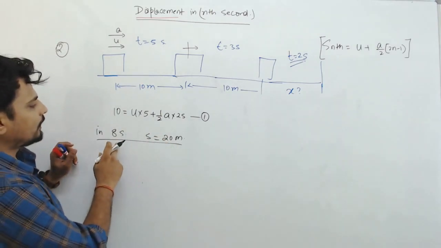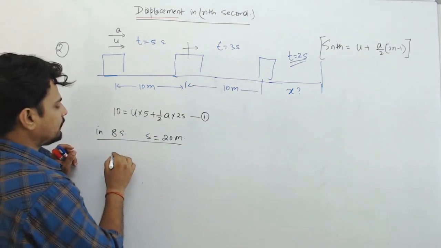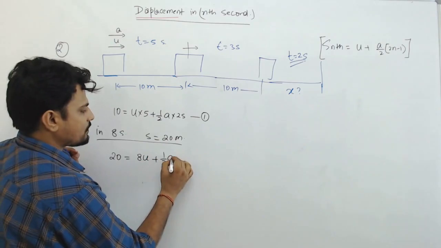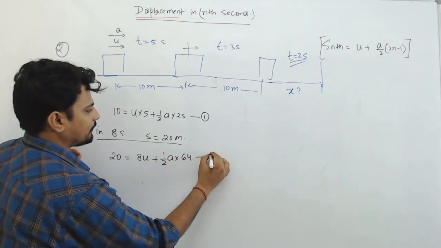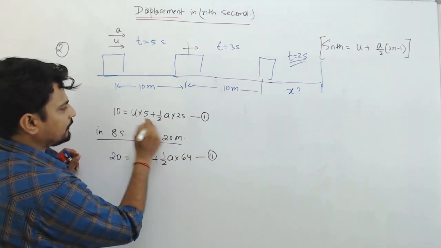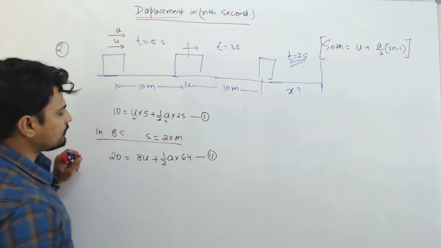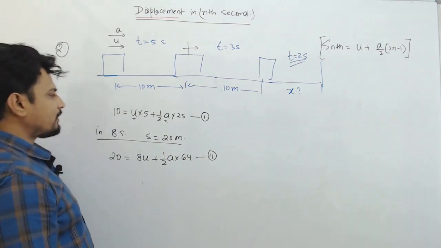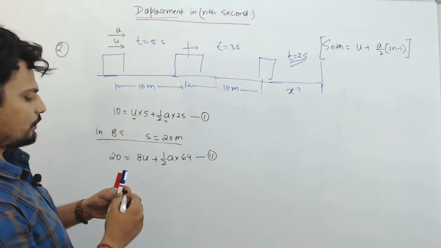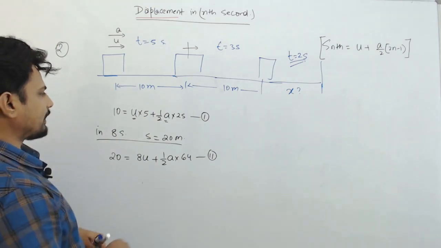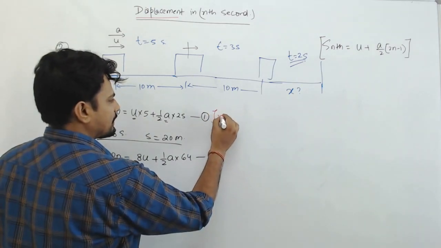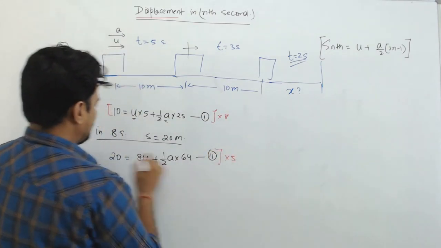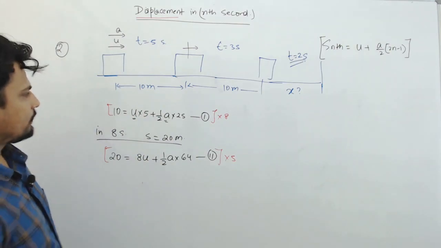So let's suppose the time is 8 seconds, displacement is 20. So 20 equals 8 times u plus 1 upon 2 times a times 8 square, which is 64. Now since we have two variables u and a, I have two equations, so easily we can do it. There are various ways to do the elimination. I'm going to multiply this entire equation by 8 and the other entire equation by 5. If I do that, let's see what we get.